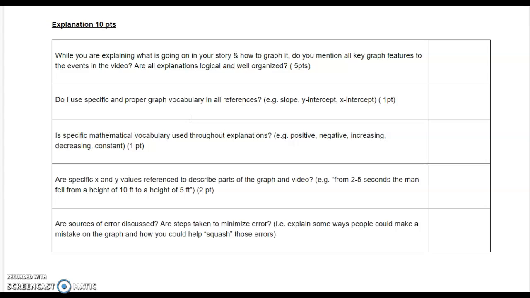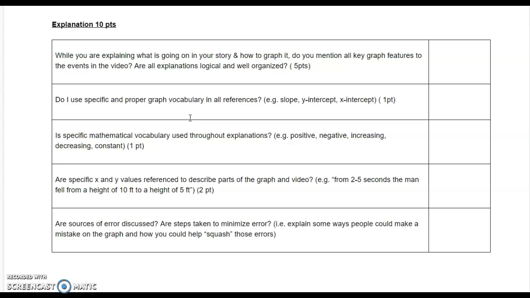Explanation is worth 10 points. So while you're explaining what's going on in your story, just like I am with these instructions, I'm explaining what's going on. You need to make sure you're explaining the video and how to graph it. Did you mention all key features of the events in the video, such as if your video is somebody skateboarding and they do an ollie, are you making sure that you mention, hey, because they did an ollie, it's this many feet above the ground, etc.